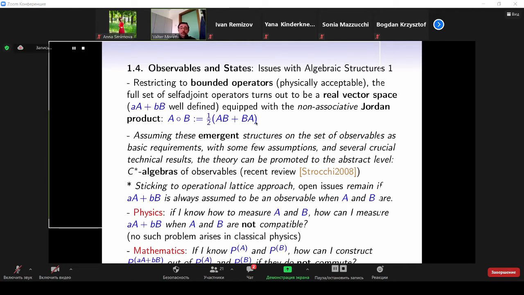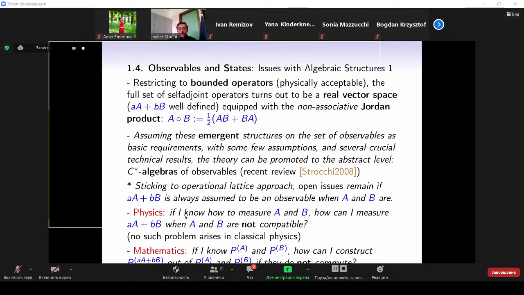I can also construct another observable using this sort of product, which is called the Jordan product, which is not associative. The point is that I want this operator to be self-adjoint. So it seems that once we pass from the logical point of view based on projectors and elementary observables to the level of self-adjoint operators, we have at least two problems, actually the same problem, which pop out from a physical point of view. Here is the same problem stated in terms of physics or mathematics.